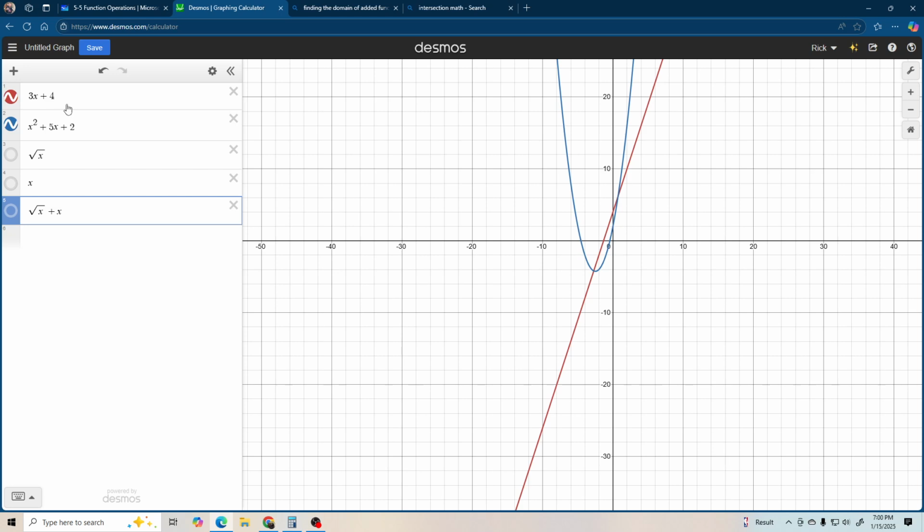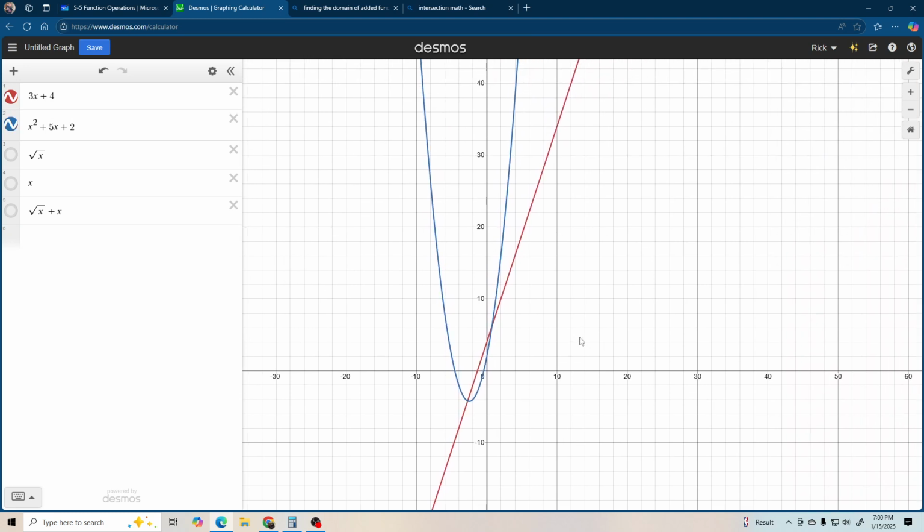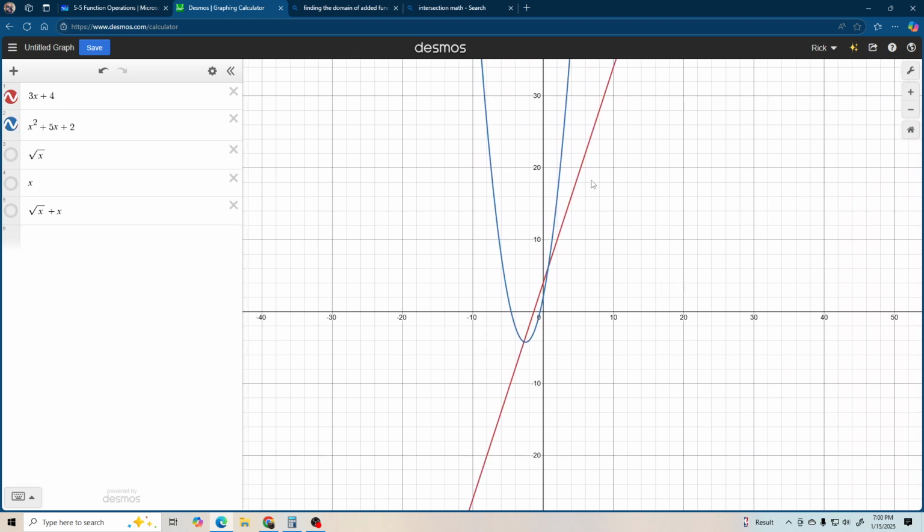All right, so how do the domains compare? Well, let's go ahead and take a look at a graph real quick. So what I have here is 3x plus 4. 3x plus 4 is this red graph, right? It's just a line. You guys should know this. And then we have x squared plus 5x plus 2. It's a second degree function, so it should form a parabola, which in this case it does.